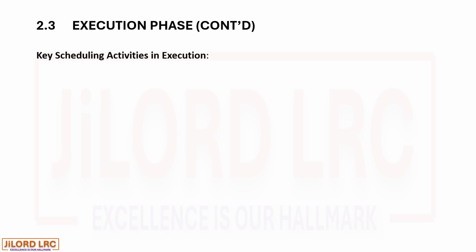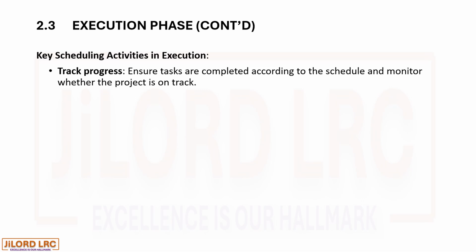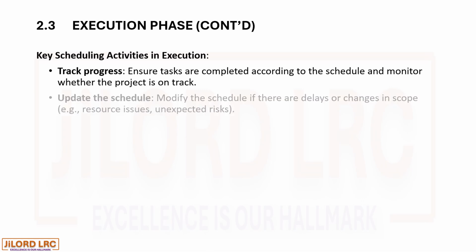Key scheduling activities in execution. Track progress. Ensure tasks are completed according to the schedule and monitor whether the project is on track. Update the schedule. Modify the schedule if there are delays or changes in scope. For example, resource issues or unexpected risks.